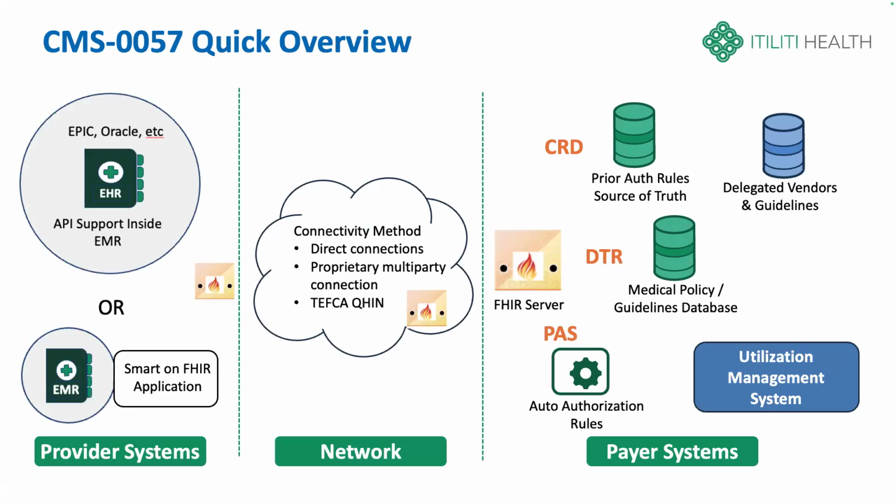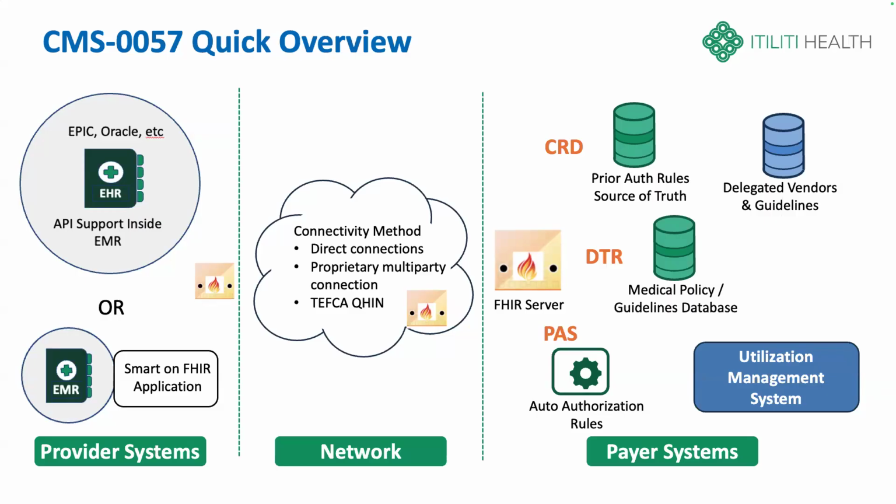We're not going to do much to refresh on the overall concept of CMS 0057, but I'll cover a couple of key points with this slide. This is an entity map of the various key elements that are part of the prior authorization process with 0057 prior auth APIs.